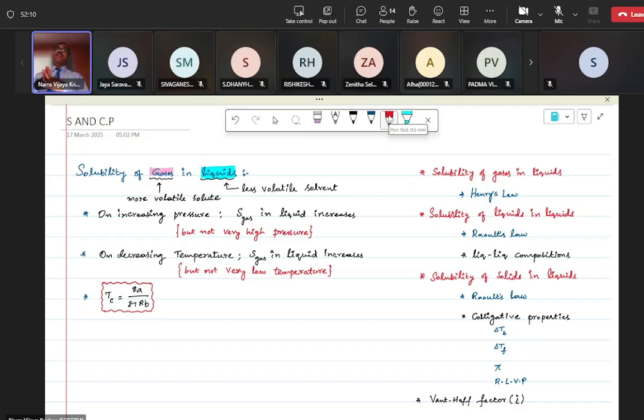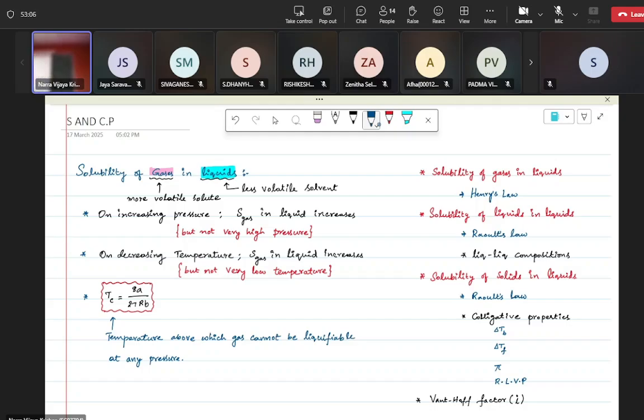Now define what is critical temperature. The temperature above which it is impossible to convert gas into liquid at any pressure is called critical temperature. I am writing that point. Critical temperature means temperature above which gas cannot be liquefied at any pressure. Any questions in it?